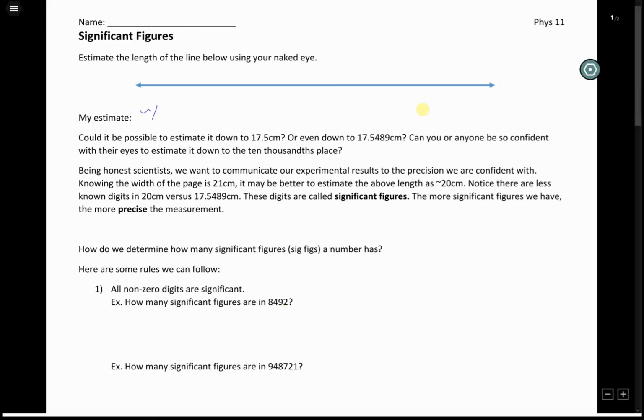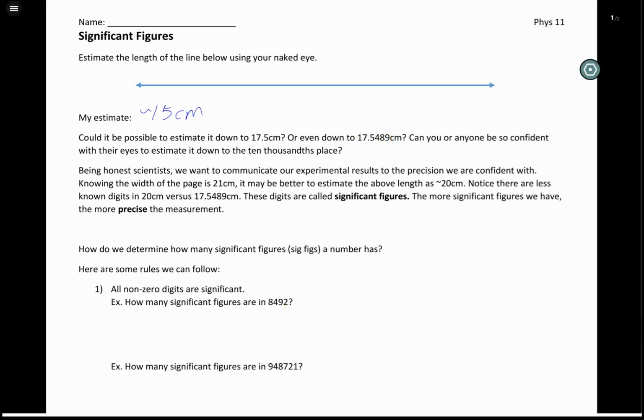I'm going to make my estimate here as, of course, it might not be the same as yours, and that's okay. I'm going to say this is roughly 15 centimeters. Maybe you had something else. Maybe some of you had roughly 10, or some of you may have been more detailed, saying that it is 17.5 centimeters, or even adding a few more decimal places after that. Now, here's my question for you. Are you actually confident that your eyes are able to estimate down to the 10,000s place?